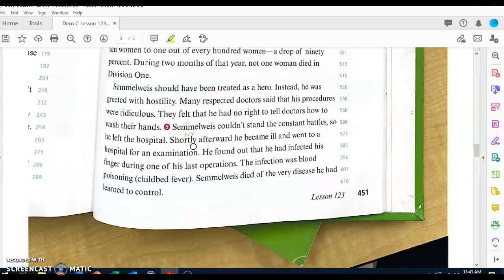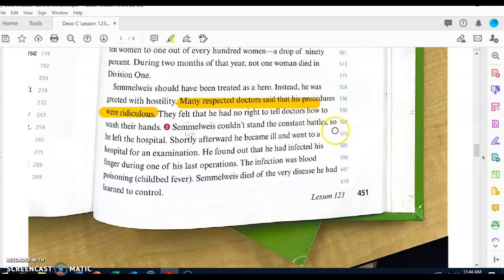Listen to question number 5. Now, what was the reaction of the medical profession to Semmelweis' procedures? So, the reaction to Semmelweis' procedures was hostile. Many respected doctors said that Semmelweis' procedures were ridiculous.